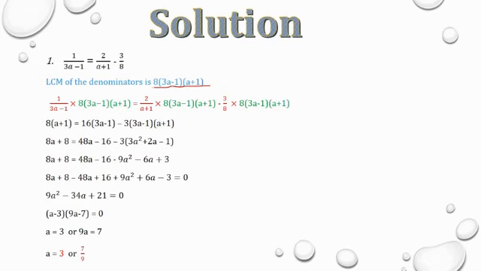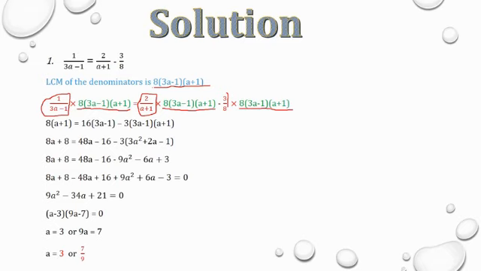Okay, so in this case 1 over 3a minus 1 is actually going to multiply with the LCM of the denominators, which is 8(3a minus 1)(a plus 1), and 2 over a plus 1 is also going to multiply with the LCM of the denominators, and 3 over 8 is also going to multiply with the LCM of the denominators. Okay, so moving on to the left hand side.